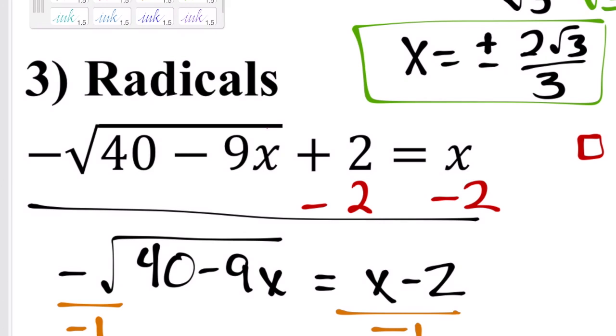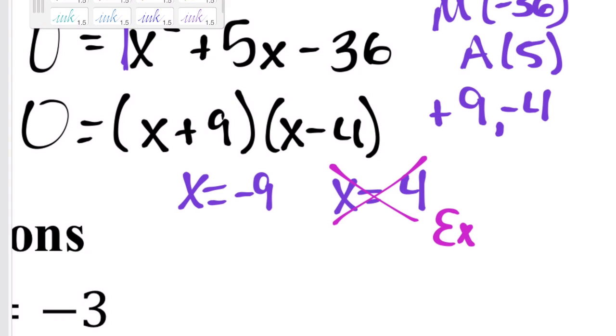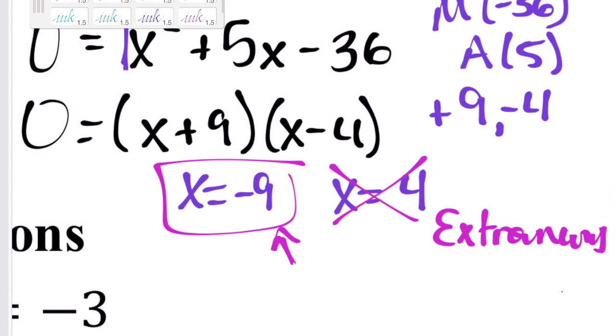And if I try to plug in 4 into that x, 9 times the 4 would give me 36. 40 minus 36 would give me 4. Square root of 4 would give me 2. Negative 2 plus 2 would give me 0 and not 4, so that one does not work out. So we've got an extraneous solution here, and negative 9 is the only one that actually works out.